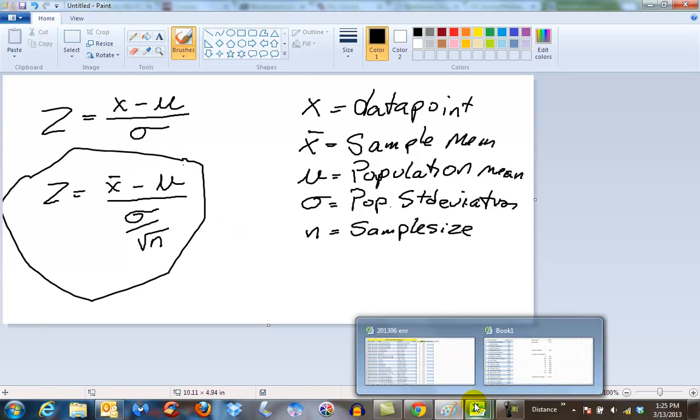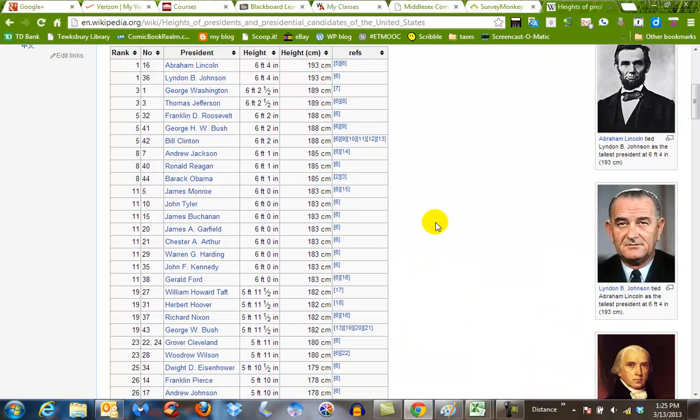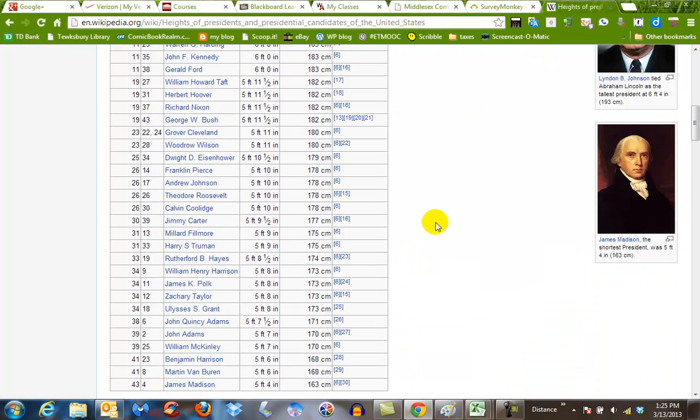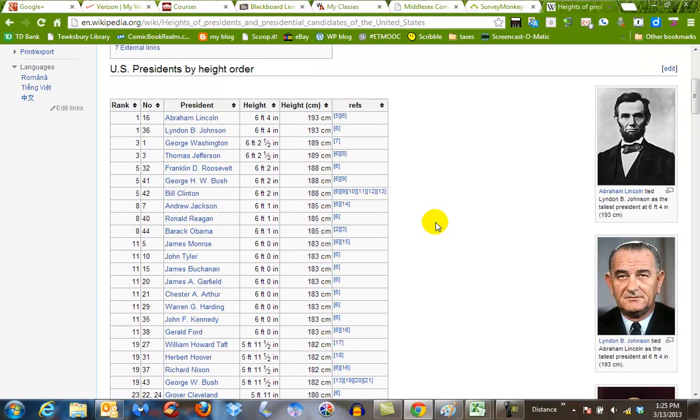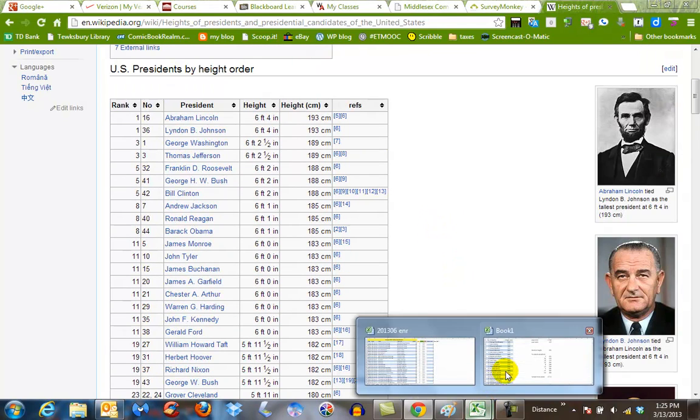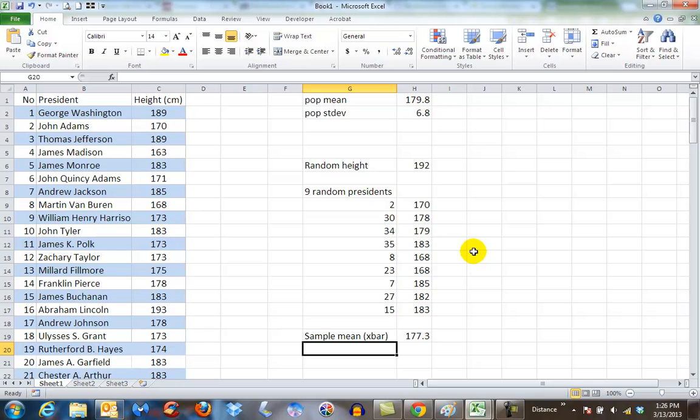So I wanted to just show you a sample, and I took some President's heights because it was readily available, and I have a full population, so I can easily do the math. Here I have an Excel spreadsheet with all of my President's heights. I found the population mean, I found the population standard deviation, I picked out a random height for one value, and then I picked out 9 presidents and found the average of those heights randomly.